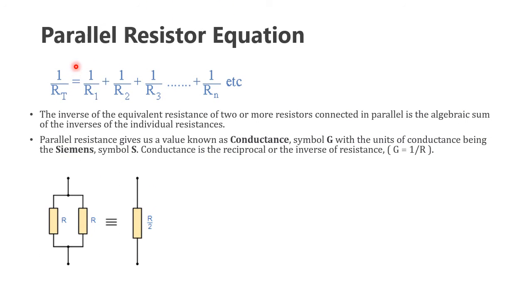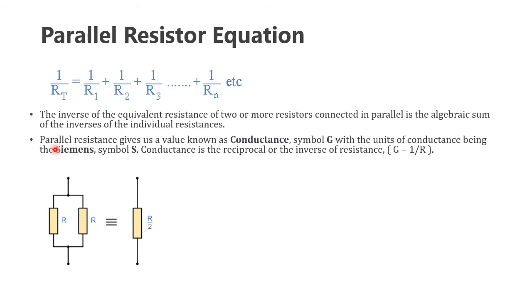So from the previous example, we can come to the solution that the parallel resistor equation will be 1 over RT. RT means total equivalent resistance. That will be equal to the reciprocal sum of each resistor. The inverse of the equivalent resistance of two or more resistors connected in parallel is the algebraic sum of the inverses of the individual resistances.